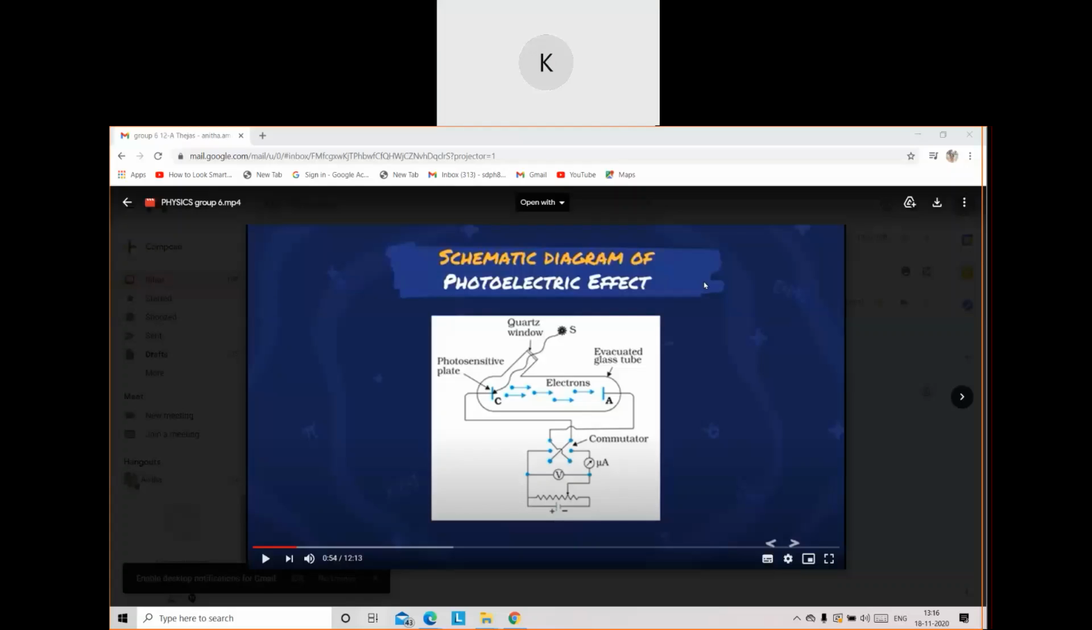Minimum energy required to eject an electron from the surface of the metal.